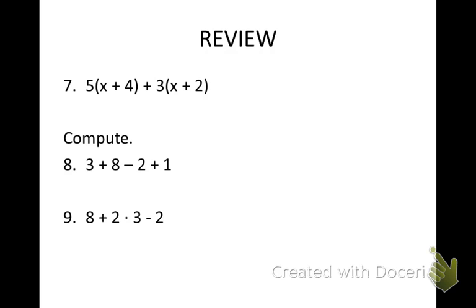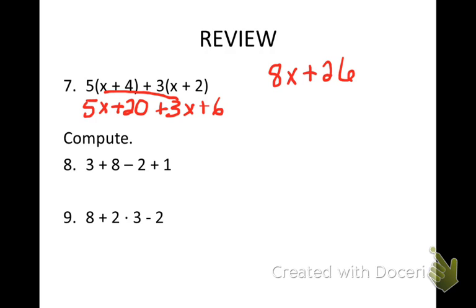So that's simplifying. Again, on this first one, we're going to need to distribute. If we're distributing the 5, we're going to take it times everything inside the parentheses, so it's going to be 5x plus 20. Now we need to distribute the 3, plus 3x plus 6. Usually I like to write down, since I'm running out of room, I'm going to write over here. So I'm combining my like terms. 5x plus 3x would be 8x. 20 plus 6 would be 26.